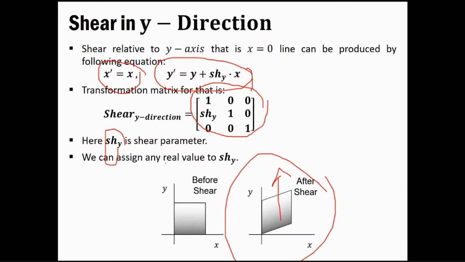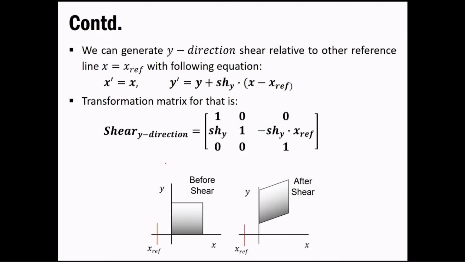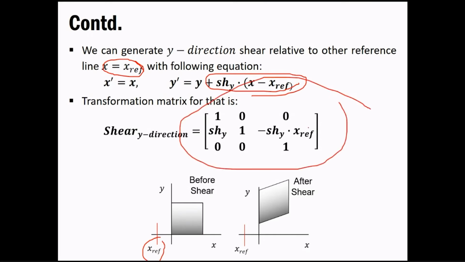Now over here SHY is the shear parameter, and we can assign any positive value to SHY. What it says is we can generate y direction shear relative to another reference line, that is the x reference line. With the following equation we can simply perform it: x dash equal to x and y dash equal to y plus shear y into x minus x ref. This is what you need to perform, and the transformation matrix for this is also given to you. The thing that changes over here is minus SHY into X ref, that is the X reference point.